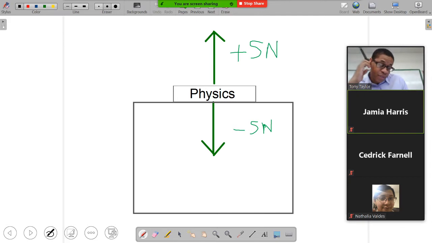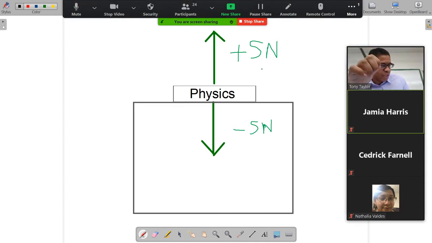Here's the first important thing I need you guys to remember for today: whenever you are labeling forces on a force diagram, all of your down forces you want to call negative, and all of your up forces you want to call positive, because force includes a magnitude and a direction.